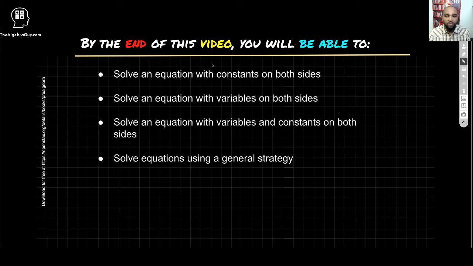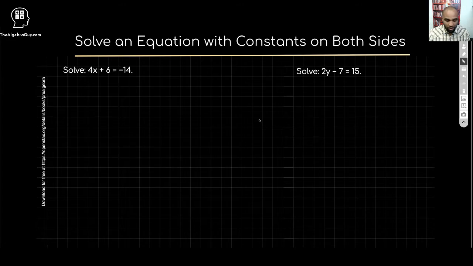So by the end of this video, you will be able to solve an equation with constants on both sides, variables on both sides, variables and constants on both sides, and using a general strategy. So let's jump in there and see how we can do this. So let's start out with our problems. Before, we did problems where we just had constants on one side and variables on one side. But we're going to jump into variables being on both sides in just a second. So let's start with these.